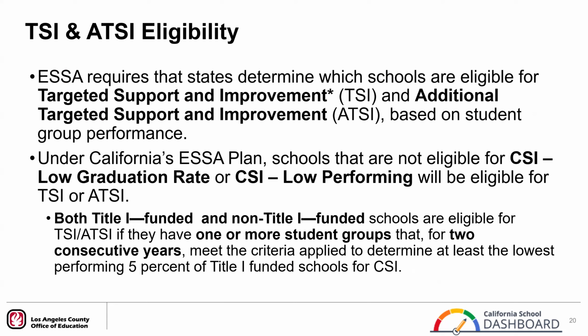Both Title I funded and non-Title I funded schools are eligible for TSI, ATSI. And you have to have 1 or more student groups that for 2 consecutive years meet the criteria applied to determine the lowest performing 5%. So that's where the CSI low performing, the same criterion are applied. They're applied at the student group level, and the student group has to have met it for 2 consecutive years.